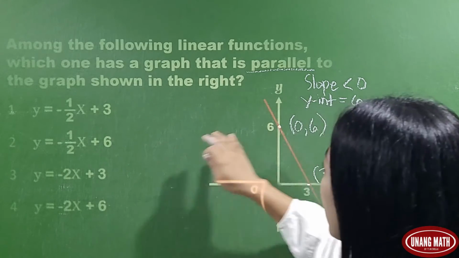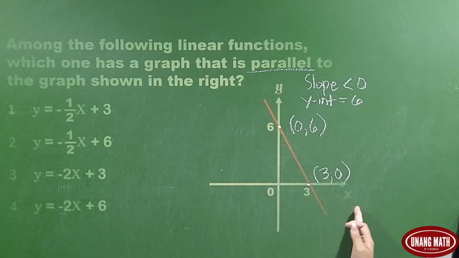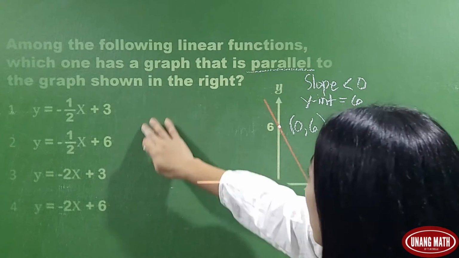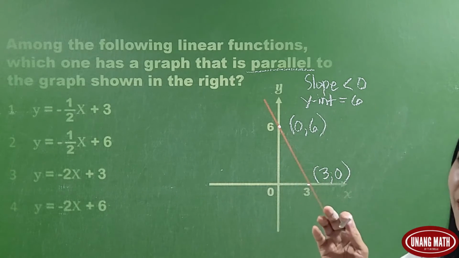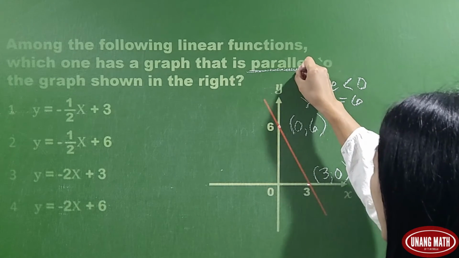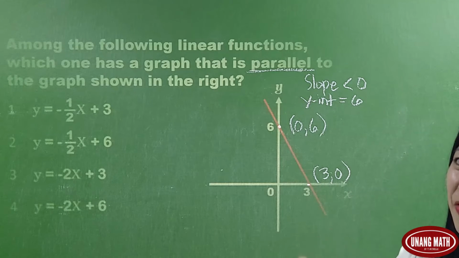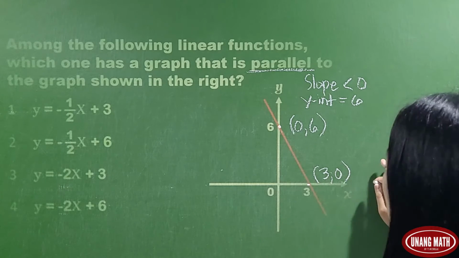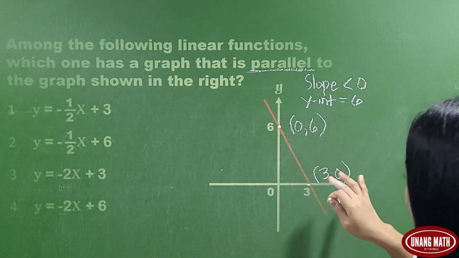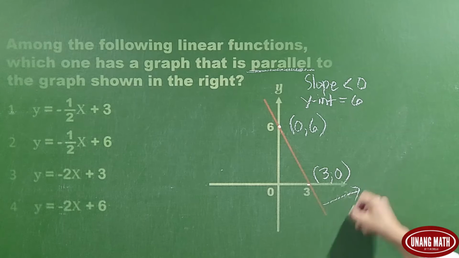We are going to choose which one among these linear functions has a graph that should be parallel to this graph. In order to find out, we have to remember that for two graphs to be parallel, they should have the same slope and different y-intercepts. So we have to find out first what is the slope of this graph.